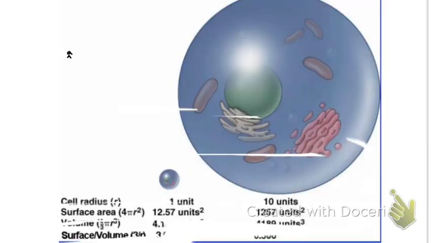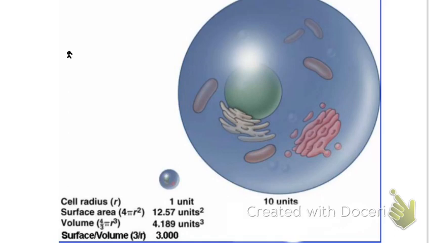Here's an example. If the cell radius is 1 unit, so just a typical cell, this is not to scale, but this is a likeness of what happens if you make the cell 10 times larger. The surface area is 12.57 units, and the volume is only 4.1. So the surface area is 3 times larger in this ratio than the volume. That's really good. It means that no matter where you are in this cell, you can quickly get waste out, and you can quickly get information and nutrients in.